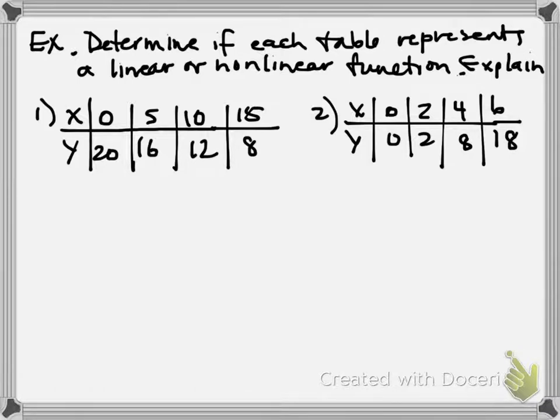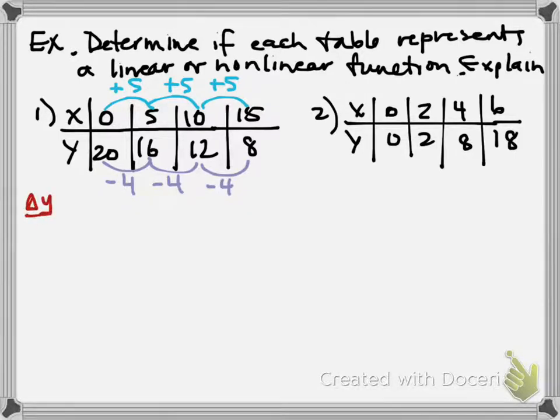Okay, so I'm going to go ahead and look at the first one. What do I do to get from 0 to 5? Add 5. From 5 to 10? Add 5. And from 10 to 15? Add 5. Does that mean in itself that I've got a constant rate of change? No, I have to check both parts in order to conclude that. So what do I do on my y's from 20 to 16? Minus 4. How about from 16 to 12? Subtract 4. From 12 to 8? Subtract 4.